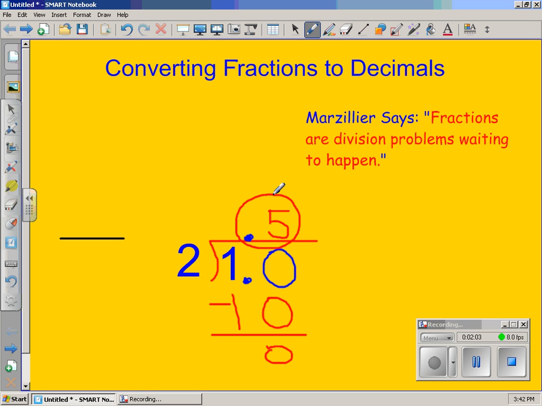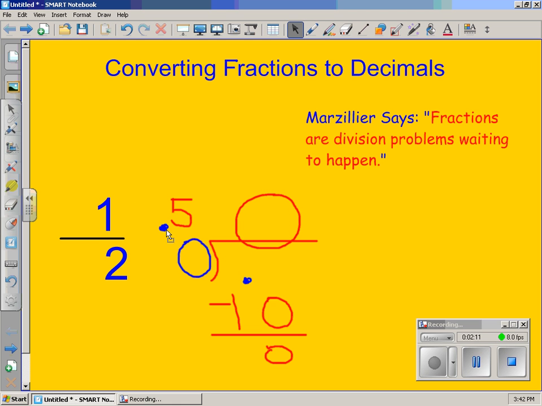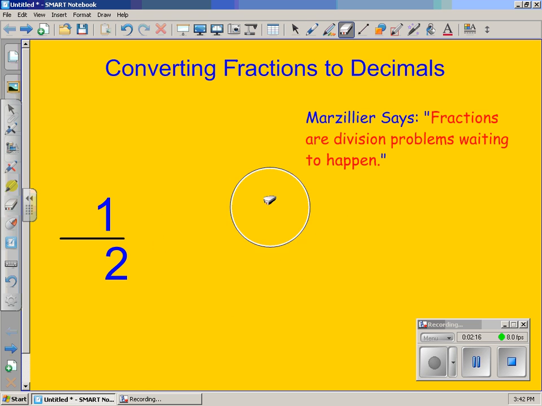5/10 is exactly half of 10, and that's why the fraction, which was originally 1/2, is also known as 5/10. So when we look at fractions, it's not a bad idea to consider them division problems waiting to happen first.